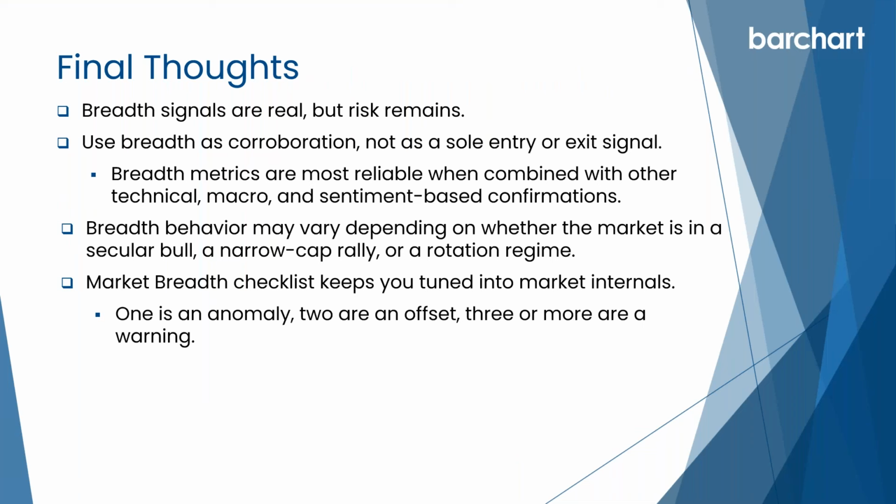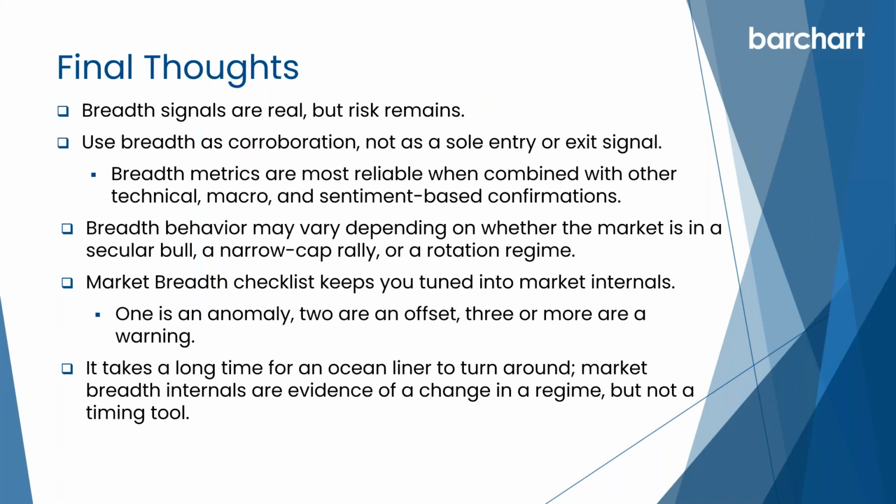And the breadth checklist keeps you in tune to market internals. If you get one of them that changes, that might just be an anomaly. Two, an offset. You get three or more, that is your warning. And I showed you at least 4 warnings during our last peak top. And it takes a long time for an ocean liner to turn around, and bull markets are difficult to kill. So market breadth internals are evidence of change in regime, but they are not a timing tool. Better for using for risk management.